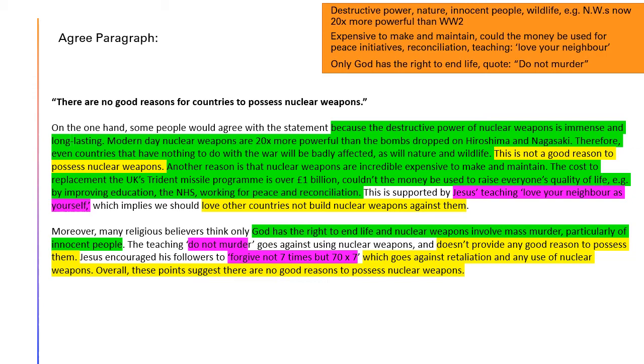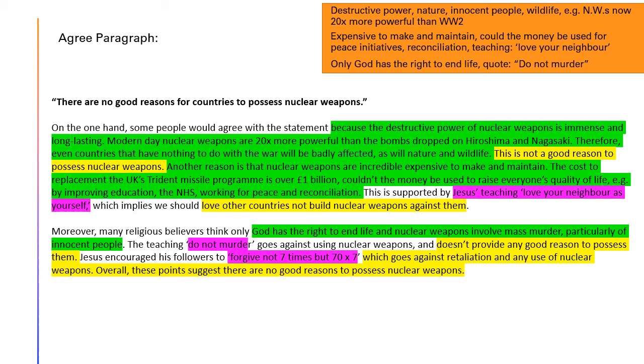Moreover, many religious believers think only God has the right to end life, and nuclear weapons involve mass murder, particularly of innocent people. The teaching, here we go, purple, do not murder, goes against using nuclear weapons and doesn't provide any good reason to possess them. See the words of the question there in our sentence. Jesus encouraged his followers to forgive not 7 times, but 70 times 7. Any quote there to do with forgiveness, to do with reconciliation, to do with peace, would fit nicely in that sentence, which goes against retaliation and any use of nuclear weapons. Again, linking back to the words of the question.